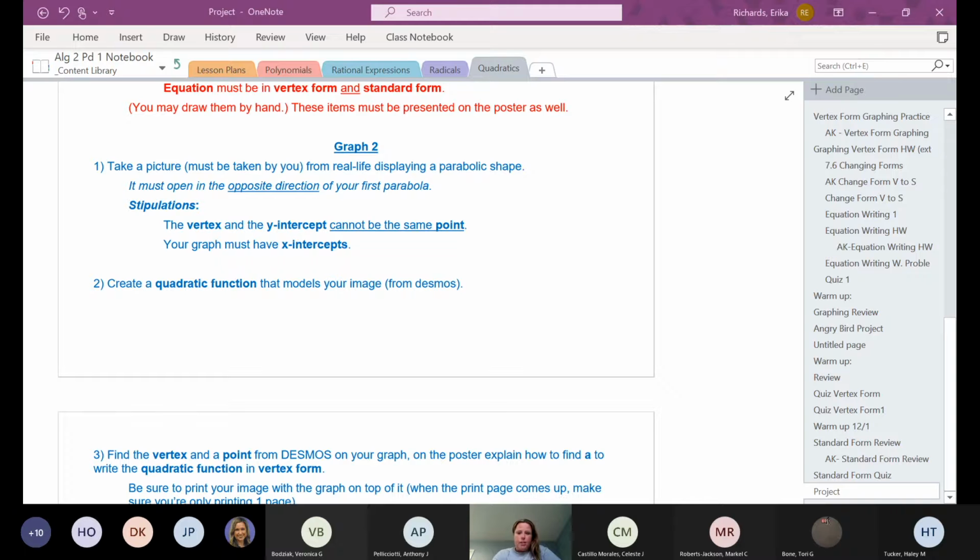With that said, I took a picture just this morning. I told you I stare at a tree all day, and it kind of reminded me. I'm a little worried that it's a little bit of a wide parabola, but that's okay. We'll see if it works.